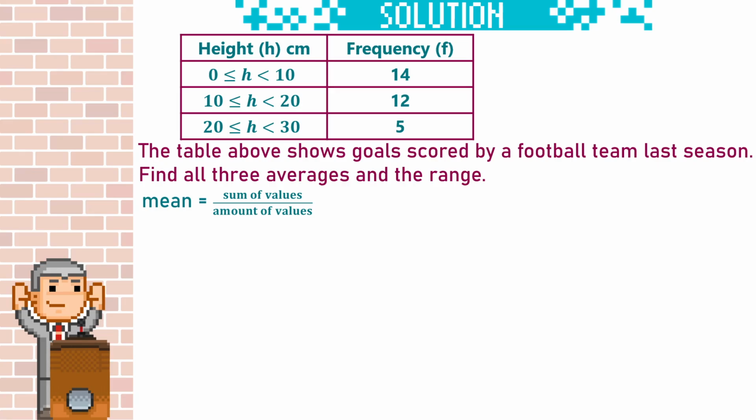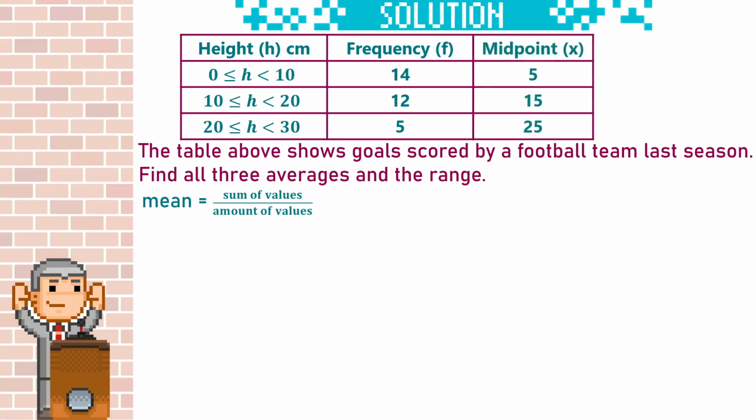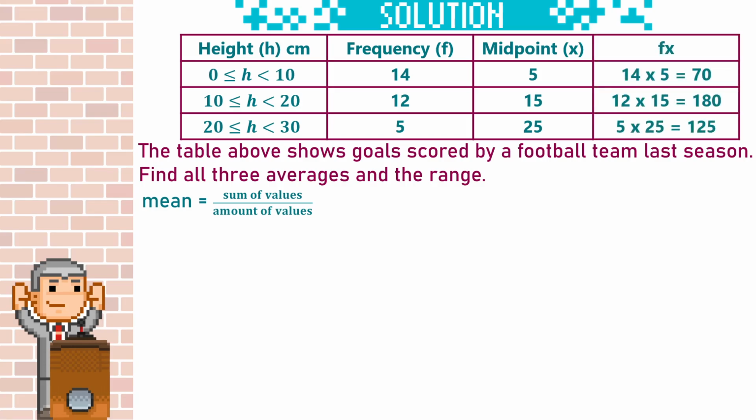The midpoint is the number halfway between 0 and 10. You can always find it by adding the two numbers together and halving it. 0 plus 10 is 10, half of that will be 5. Now we can multiply the frequencies by the midpoints for our fx column. Divide the sum of the fx by the sum of the f to find the mean.